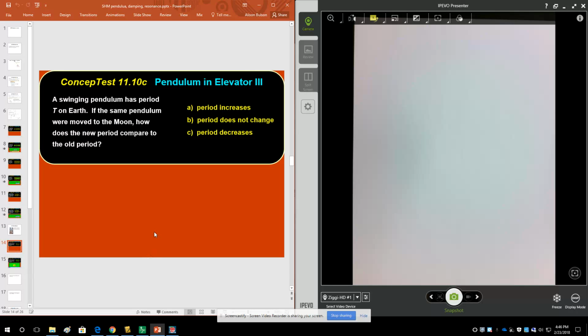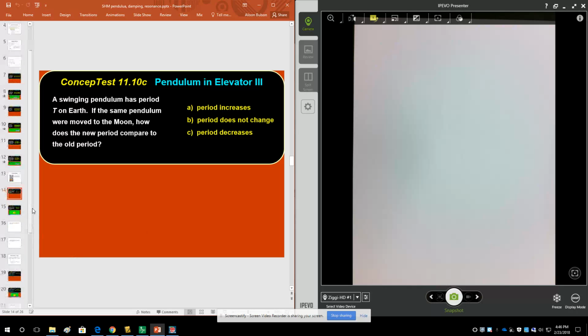Okay, so now consider a pendulum that has a period of T on Earth, and you pick that pendulum up and you take it to the moon. How does the new period of the pendulum compare to the old period? Or is it the same? Does it not change? What do we know about the moon compared to Earth?